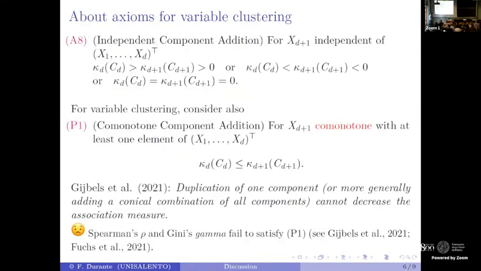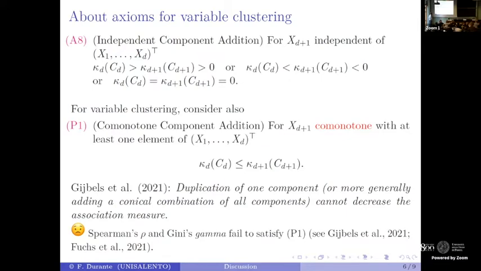aspect. Then I come back to the axioms, which I like very much because they show the mathematical soundness of all the procedures. And in particular, for me, it's very important to make clear the A8 axiom by Irène. So what happens if you add an independent component to your vector? How should the measure change?